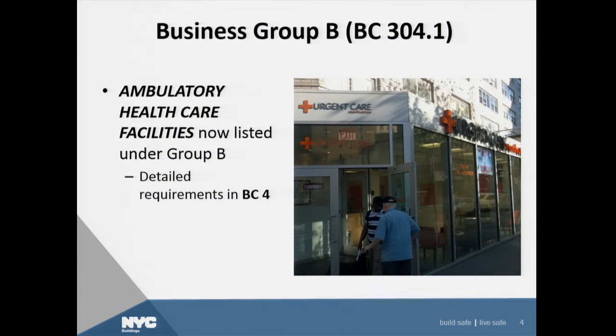We also clarified in BC 304.1 ambulatory healthcare facilities. Again, we decided to classify this under a B, business occupancy. So these are the urgent care facilities. There's a picture of it shown here. And there are detailed requirements for such facilities in the code.